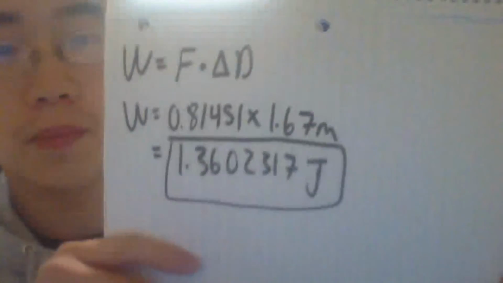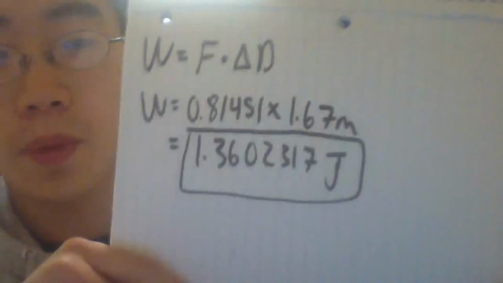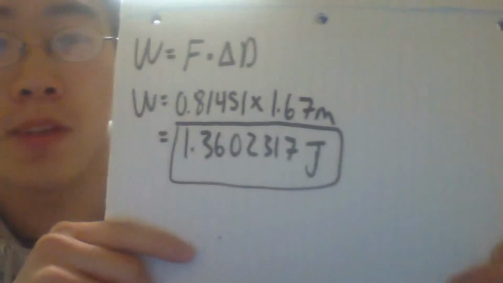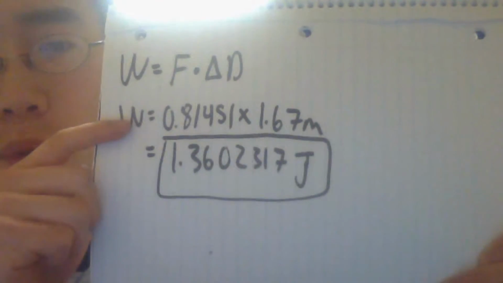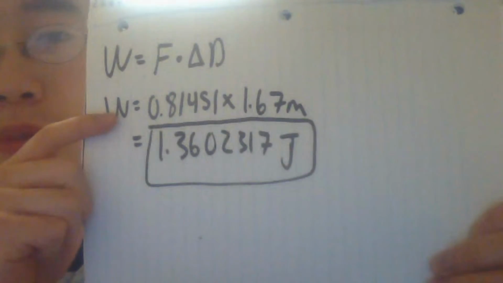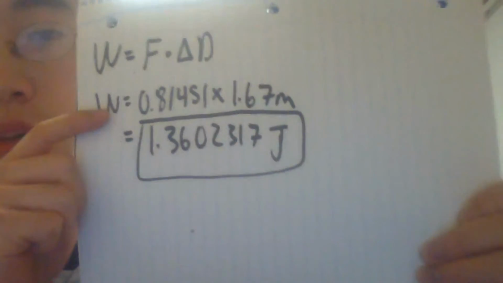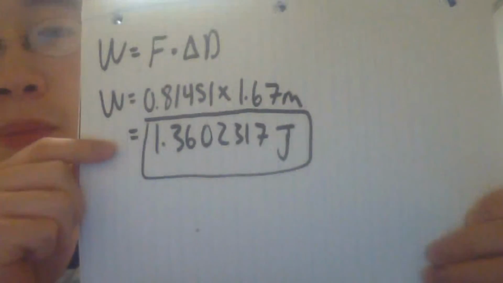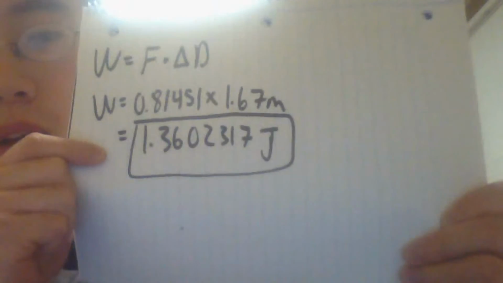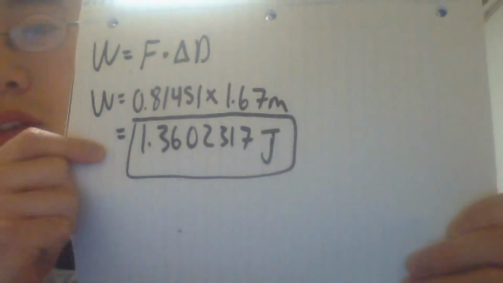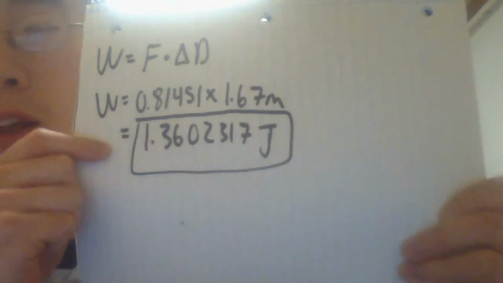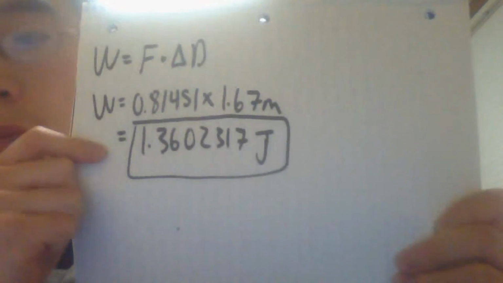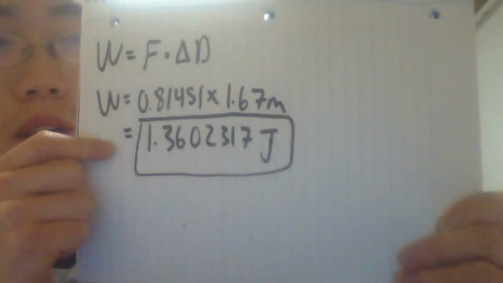Now that we have the amount of force, we can plug into our work formula. So work equals our 0.81451 newtons times 1.67 meters, which is the change in distance, and we got about 1.36 joules. So 1.36023117 joules of energy to push my textbook across that distance.